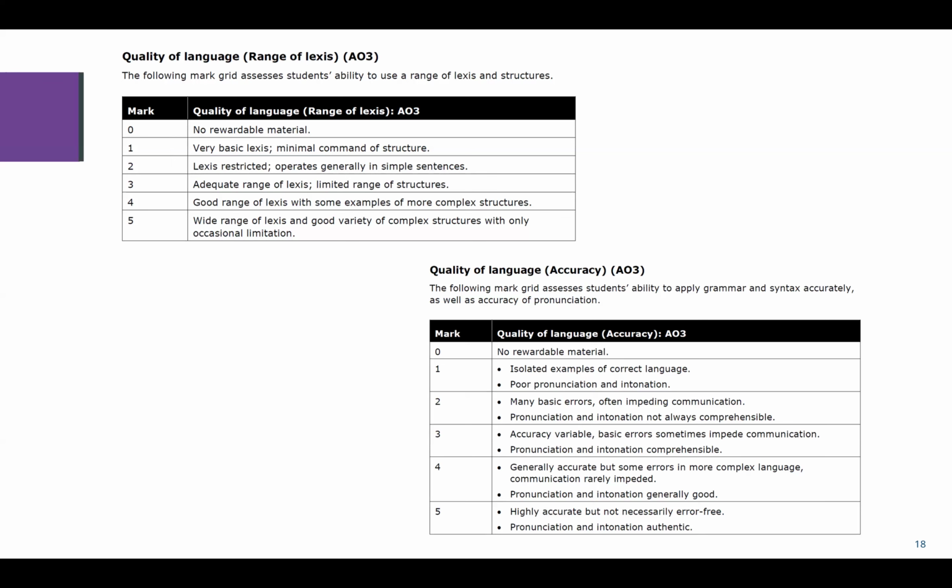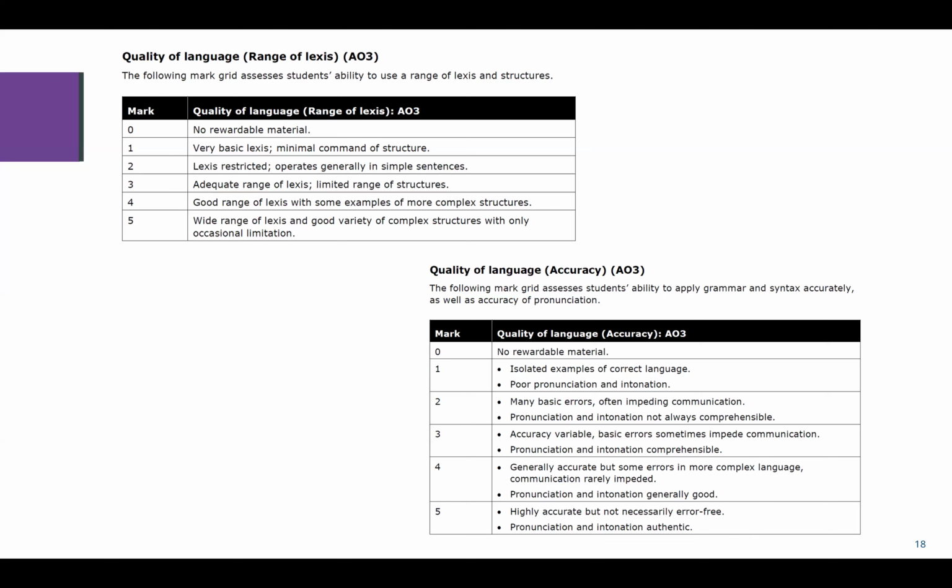And the second one is the accuracy, and they're slightly interlinked, because if you look at a mark of, let's say, 3 for the range of lexis, you can see that it says that range is adequate. It's okay. It's not good. It's not wide. It's just adequate. And then it says that the range of structures is actually quite limited, so it could be quite repetitive. They could be using more ambitious ones, but they haven't.